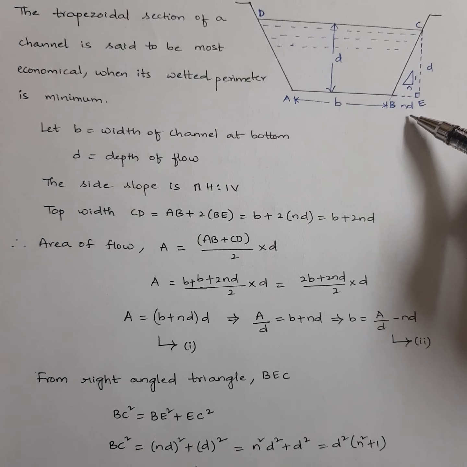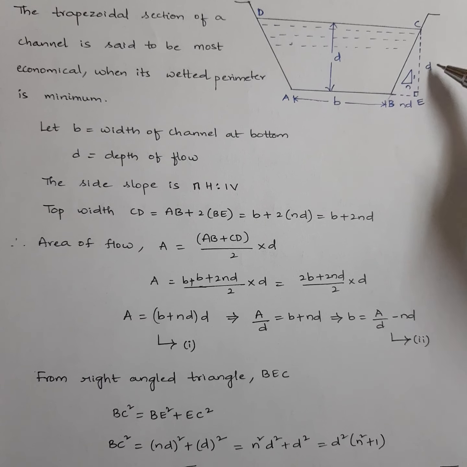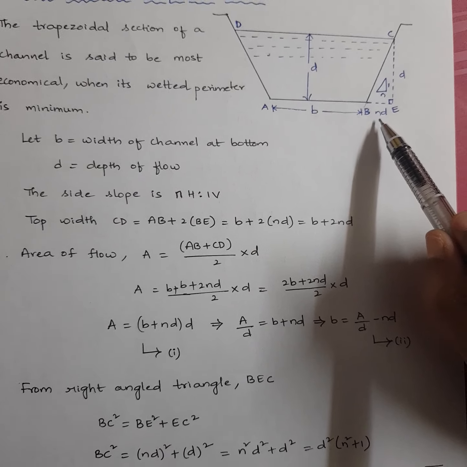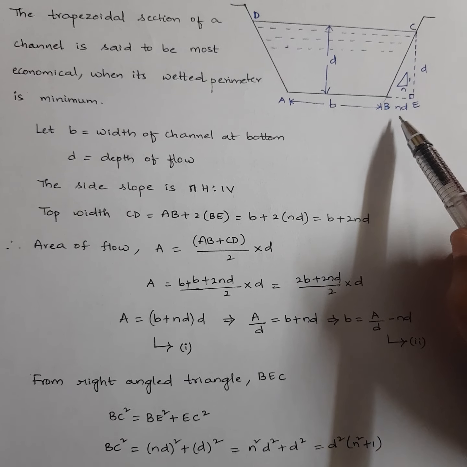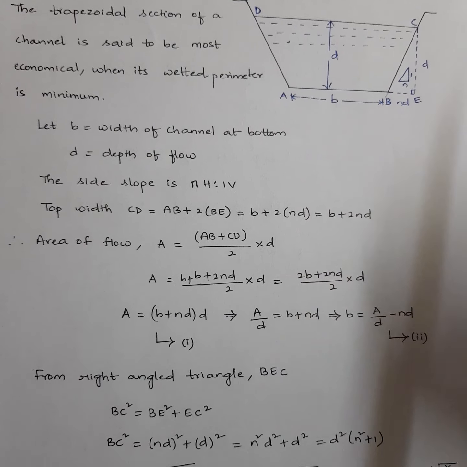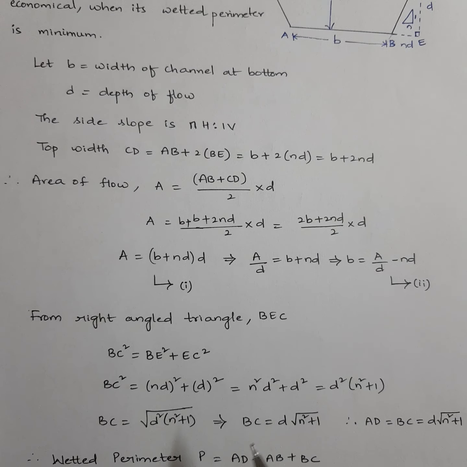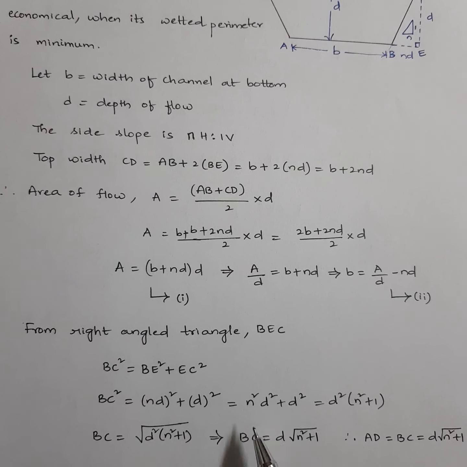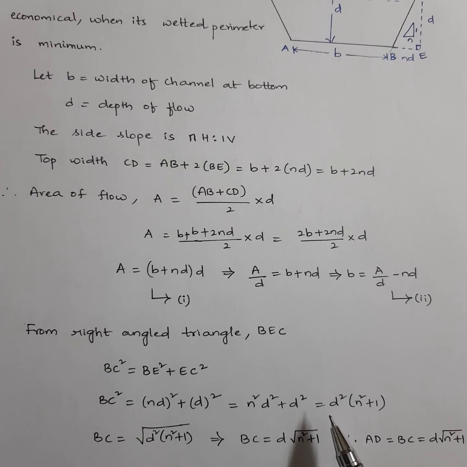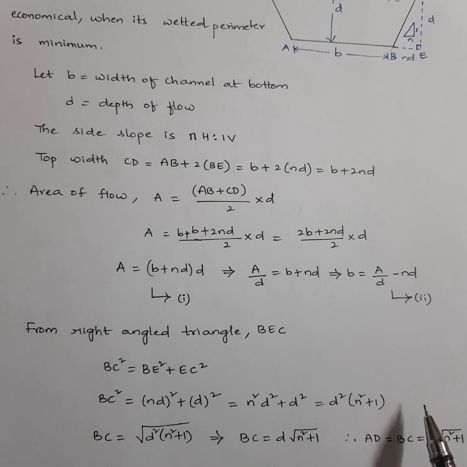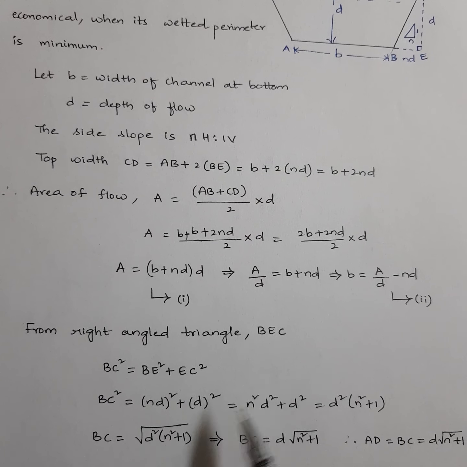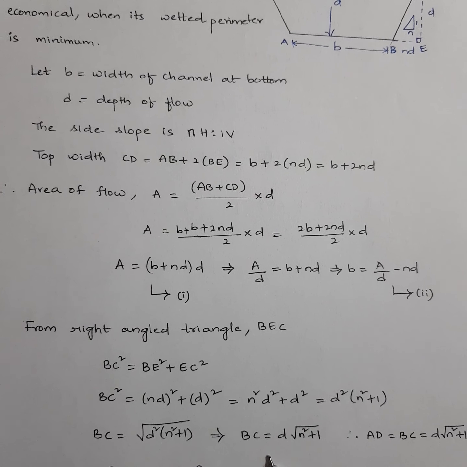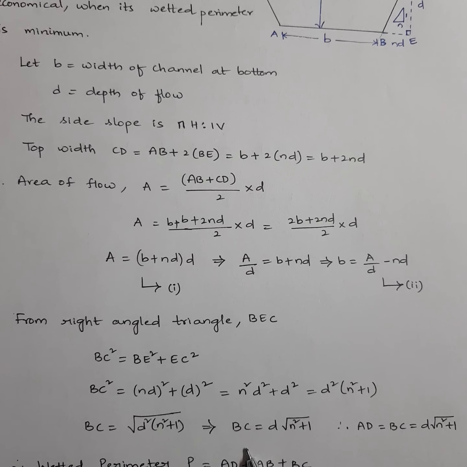BE we already calculated as n into D. EC is nothing but the depth of flow D only. So BC square will be equal to BE square plus CE square, which is ND whole square plus D square. That's what I have done here. See here. So finally this becomes n square d square plus d square. In both terms I can take d square common, it will be d square into n square plus 1. So finally what will BC be equal to? It will be under root of d square into n square plus 1. Finally I got my BC as d root n square plus 1.